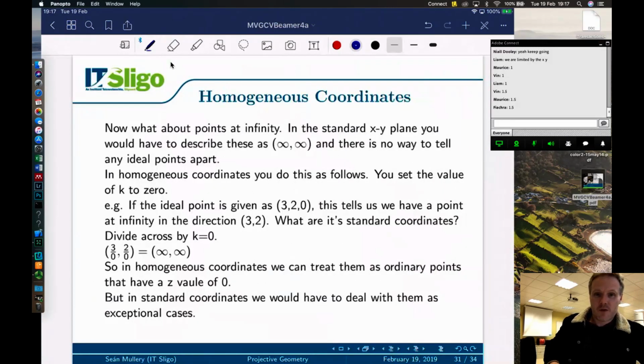So now what about these points at infinity? In the standard xy plane, you would have to describe these as infinity, infinity, and there is no way to tell any of the ideal points apart. In homogeneous coordinates, you would do this as follows.